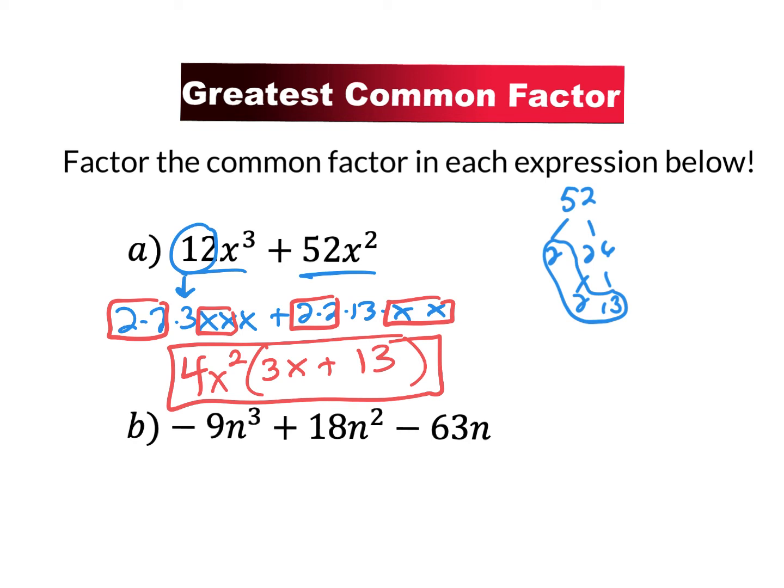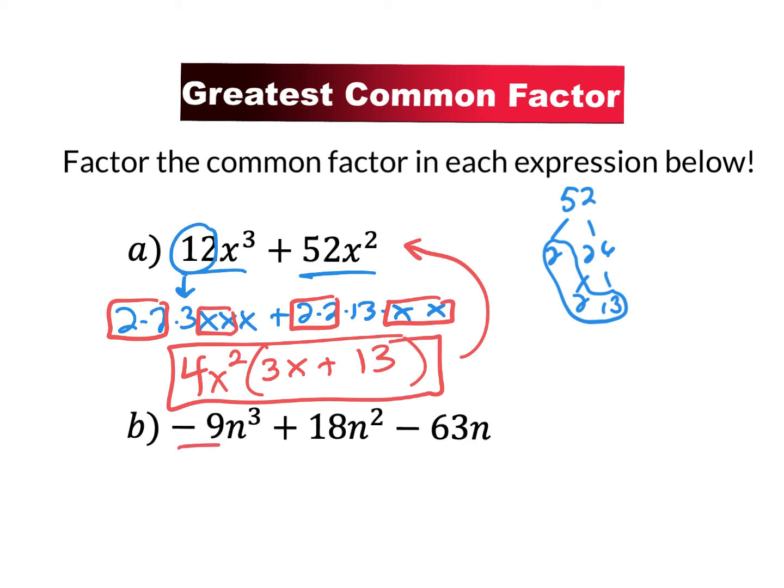A good way to check is you could always distribute that 4x squared through to each term and see if it equals that original amount. If it doesn't, then you might have made a slight mistake, so you can check your work that way. So let's take a look at the next one here.